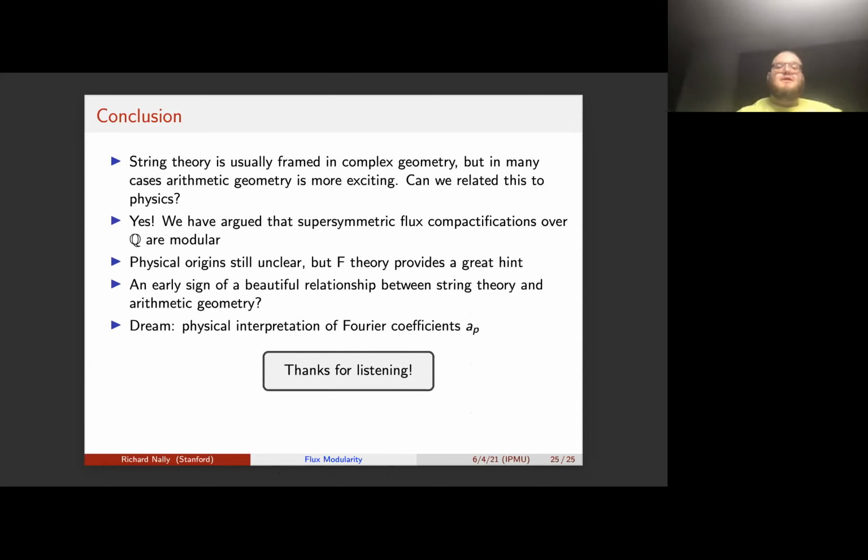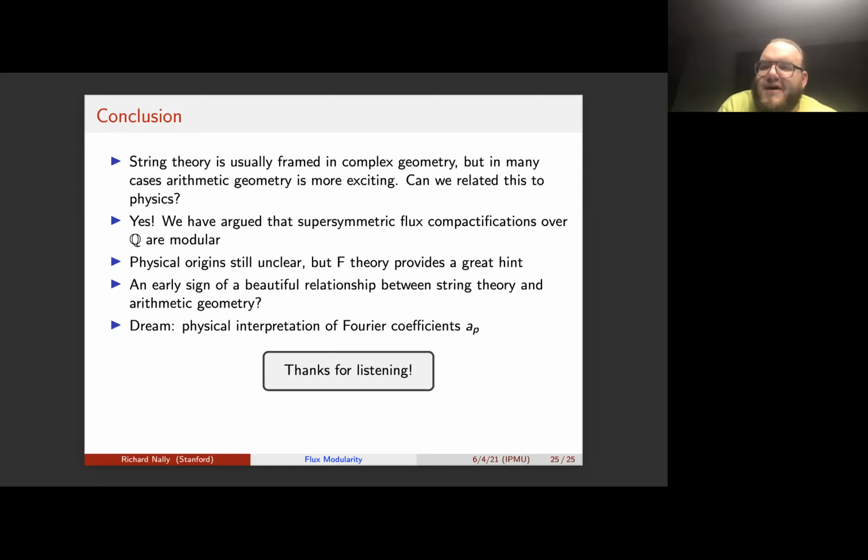String theory is usually framed in complex geometry, but there's another very exciting point of view called arithmetic geometry. And so what we set out to do was relate this to physics. And we argued, subject to some technical assumptions, that supersymmetric flux compactifications over Q are modular. I still don't know why this should be true physically. I don't know what point counts mean physically.